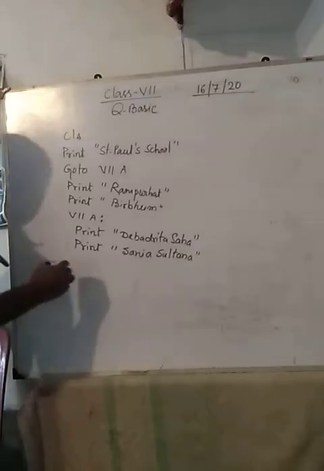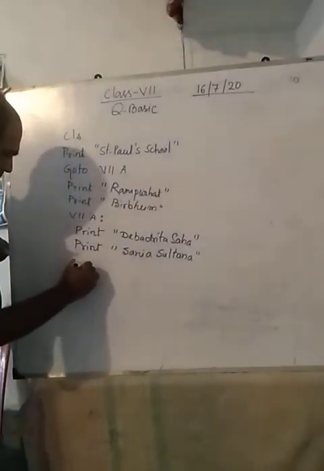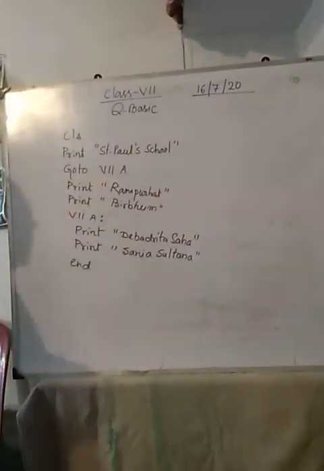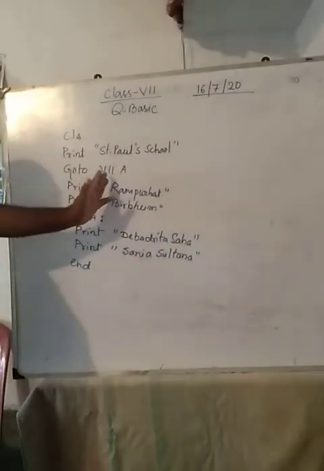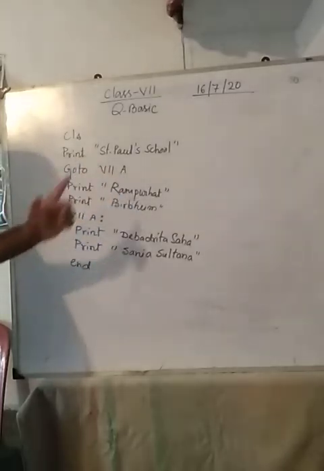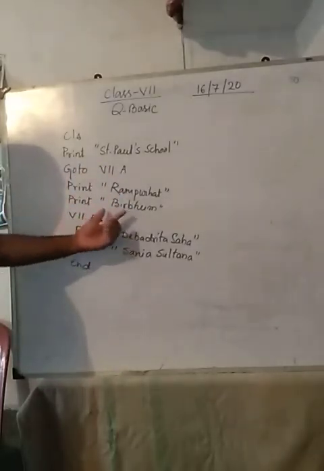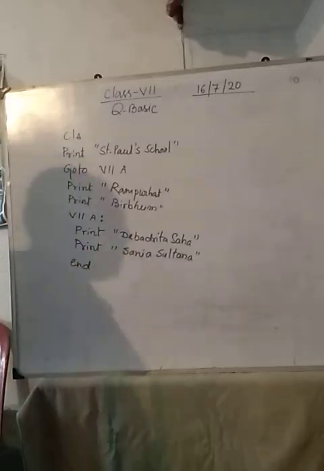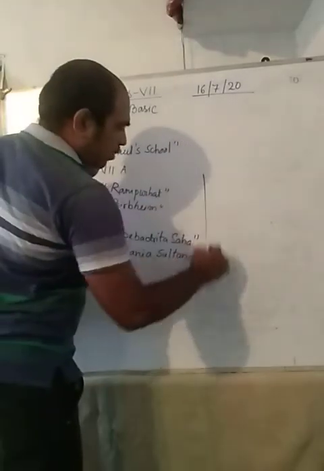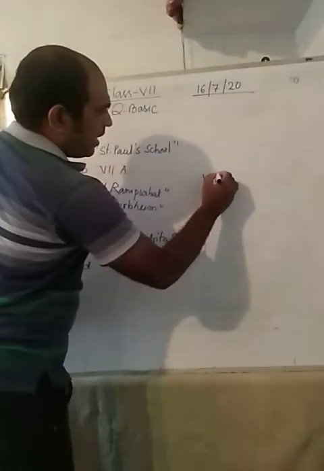Okay, now I wrote END. Just look here. I have written one program. Print St. Paul's School. Go to 7A. Print Rampurhat. Print Birbhum. 7A. Print Devadrita Saha, print Shania Sultana. This program I have written. What will the output be? I am writing here output.